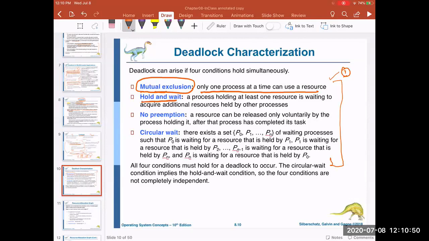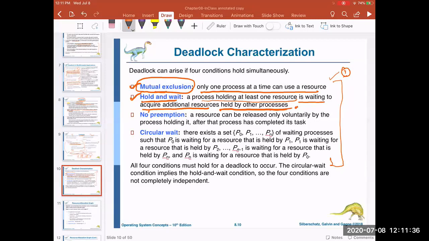Second, hold and wait. If we follow a method where one process can hold at least one resource while waiting for another, and our operating system allows these four conditions together, then certainly deadlock would happen. Hold and wait: a process holding at least one resource is waiting to acquire additional resources held by other processes. This is called the hold and wait condition. So, mutual exclusion, hold and wait. I hope this is clear.